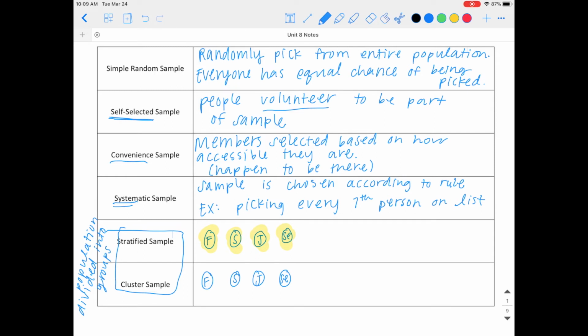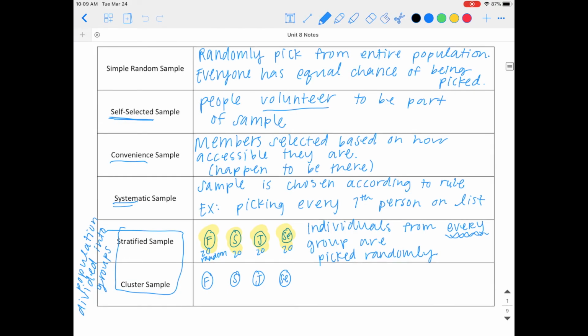I'm going to pick randomly within the group, so I'm going to pick 20 random freshmen, 20 random sophomores, 20 juniors, 20 seniors. In each group, I'm picking randomly, but I am making sure to pick from every single group. So that would be a stratified sample. I have to pick from every single group.